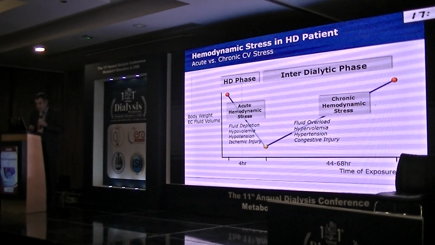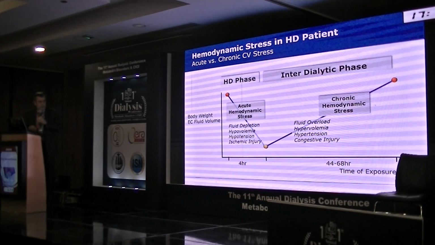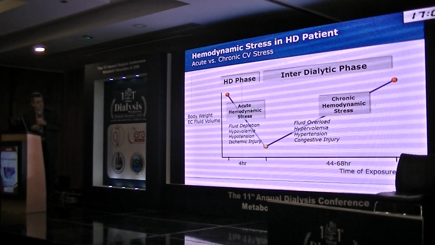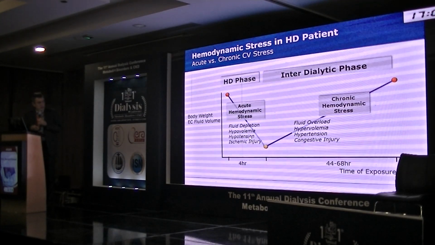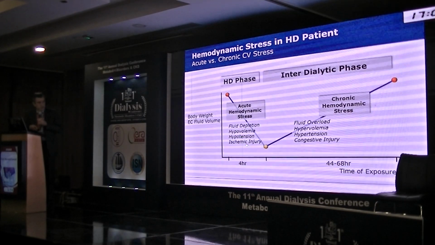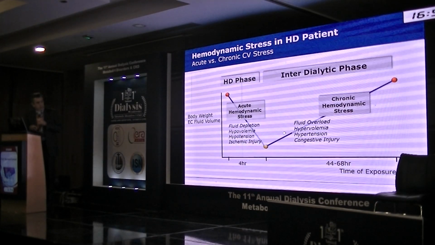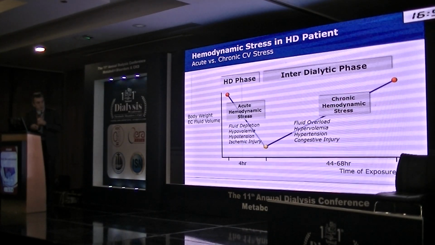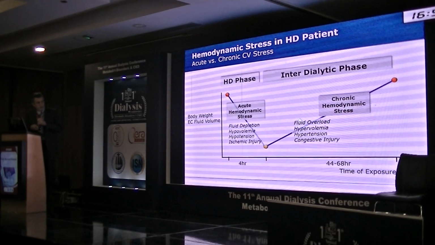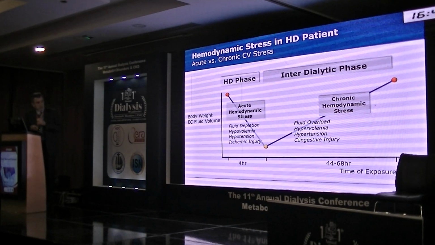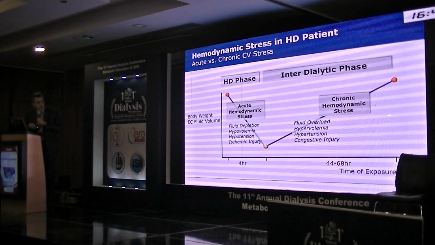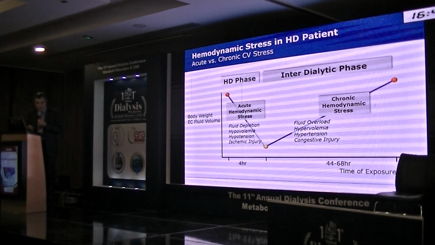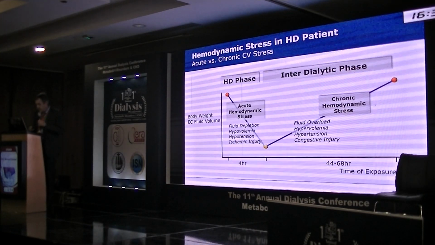Now, when we start dialysis, and this is just to understand where the biomarkers could be useful. When you do a dialysis session, you have what we call acute hemodynamic stress. This is linked to fluid depletion, hypovolemia, hypotension, ischemic injury. But in between the two sessions, during the interdialytic phase, you have another factor called chronic hemodynamic stress, which is fluid overload and so on. So dialysis patients are exposed to either acute or chronic stress, but they are always in a hemodynamic stress condition.